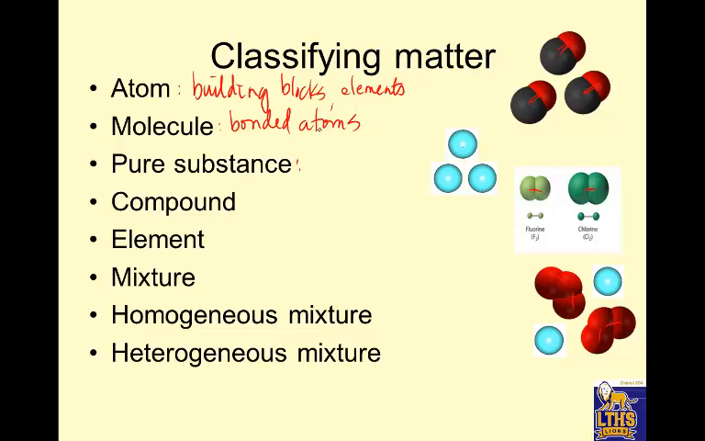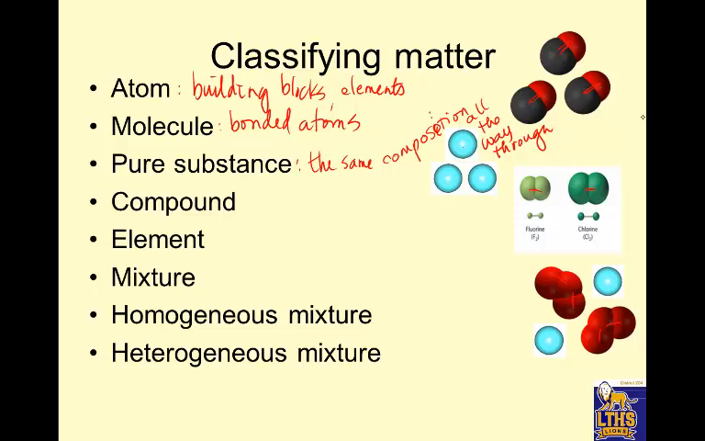A pure substance is the same composition all the way through. So each part of a pure substance is exactly the same as each other part of a pure substance. Make sure to know that a pure substance has the same composition all the way through.